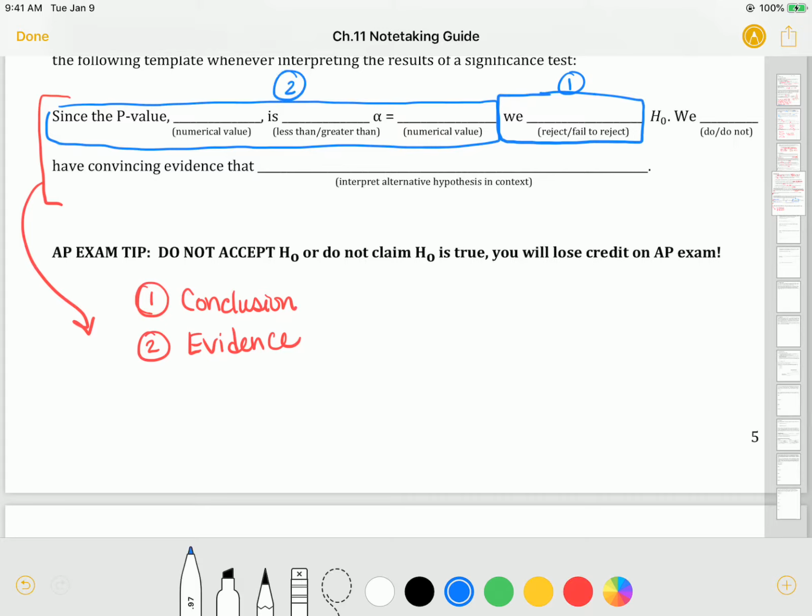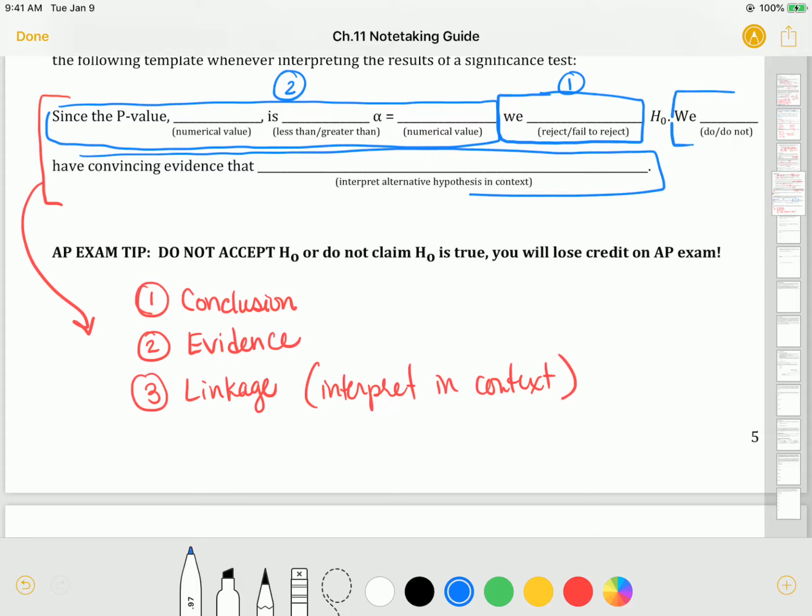So you need to be very specific and give actual numerical values. And the third part is called linkage. And what that means is basically we need to interpret in context what this conclusion means. So this last statement right here is going to be our linkage.